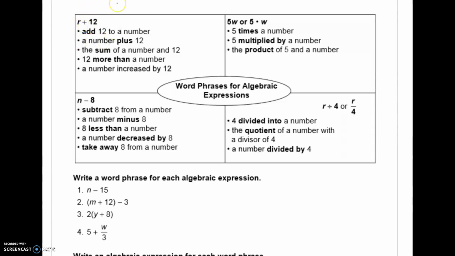These are all examples of what you could say or what might be written with words. Okay, adding 12 to a number, plus 12, the sum of a number and 12, 12 more than a number, increased by 12. Okay, all those phrases mean some number plus 12. Okay, let's look below here and look at subtraction. Okay, they give us n minus 8, and here are the phrases that could mean n minus 8.